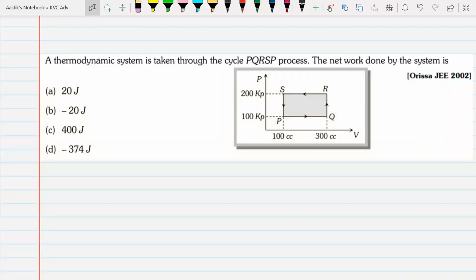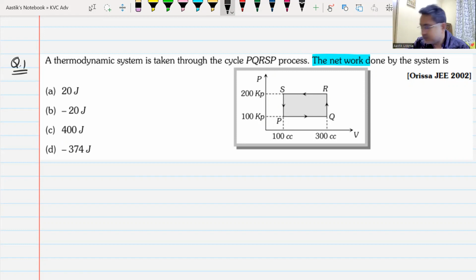Then you have this question. A thermodynamic system is taken through a process PQ, so from P to Q to R to S to P. What is the net work, total work done by the system in this complete process? You understand the question? Yes or no? Yes. I'll give you 2 minutes to give me the answer.